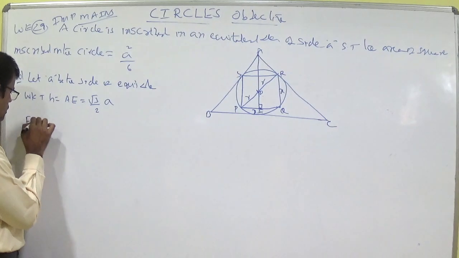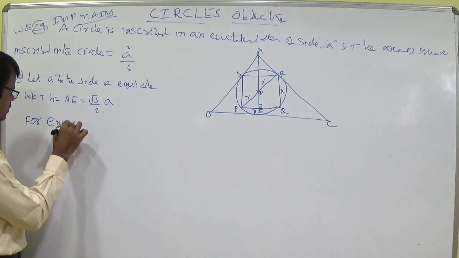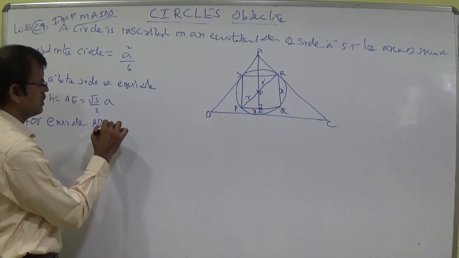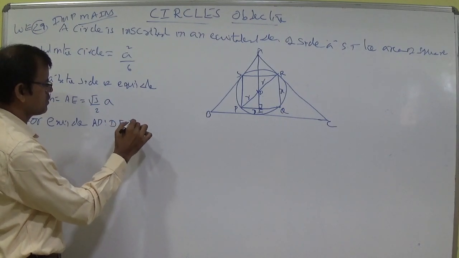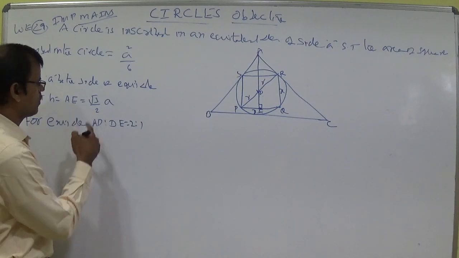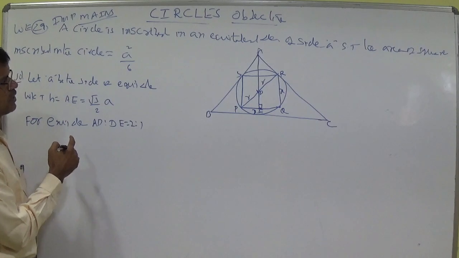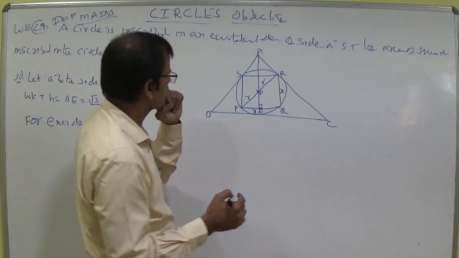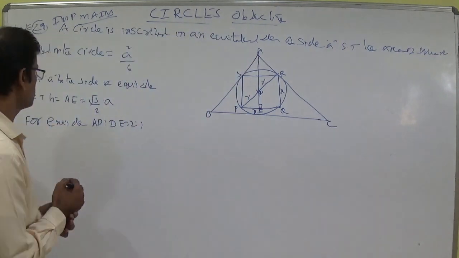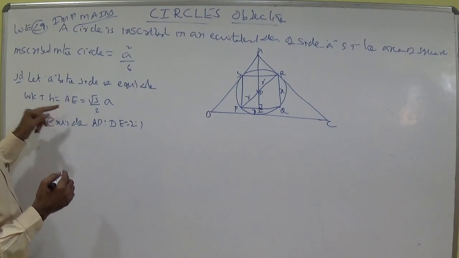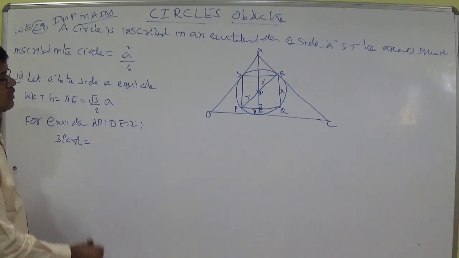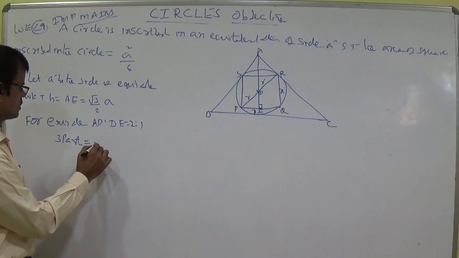Here I am writing for the equilateral triangle. For an equilateral triangle, AD is to DE is equal to 2:1. Now AE is equal to √3 by 2A. So DE, we can say total 3 parts. So the total altitude H is equal to 3 parts. So 3 parts is equal to √3 by 2A.